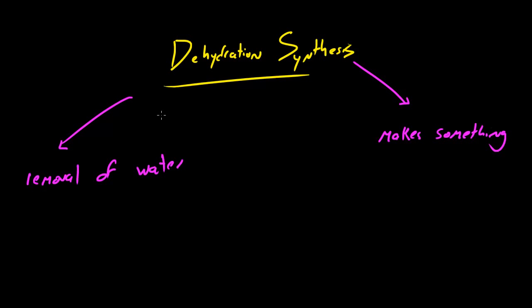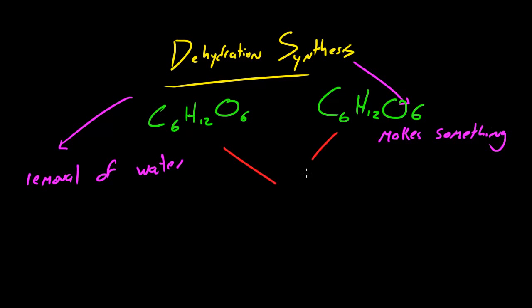So when glucose, which is C6H12O6, and fructose, which is the same thing, C6H12O6, come together, this is what happens through a process of dehydration synthesis. They form, remember I said sucrose, which is table sugar, which is C12H22O11, and this process is called dehydration synthesis.